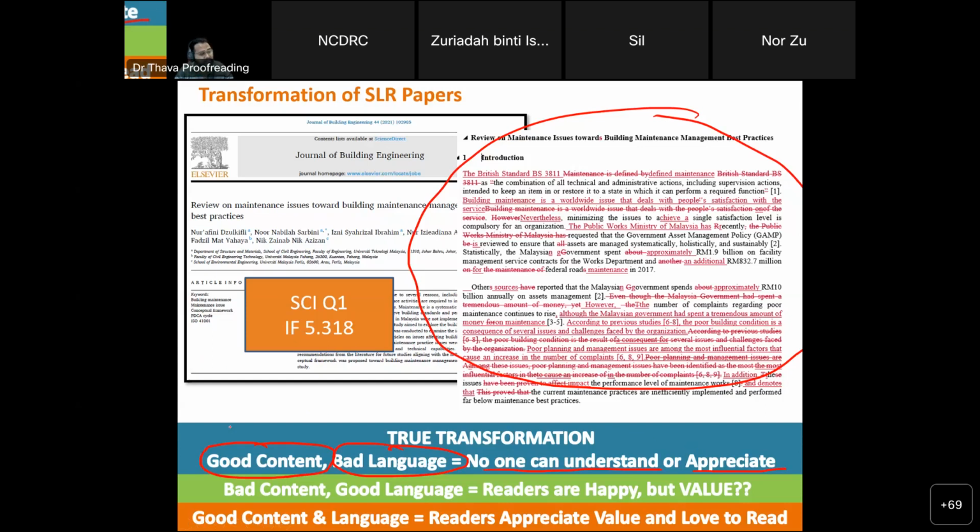Okay, but some people also presume that, as the biggest proofreading firm in Malaysia, I can tell you, some people do come to us and say, I don't have very good content, I think it's okay, but proofread and make sure it gets into Web of Science. It won't work that way. No such thing. You must have good content and good language, both together. Then only will readers appreciate the value of the paper and love to read it. It works hand in hand. Okay? There is no shortcut to this.